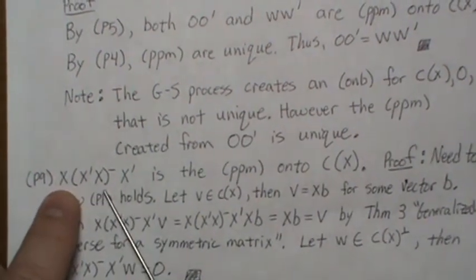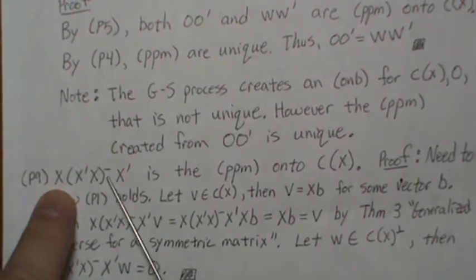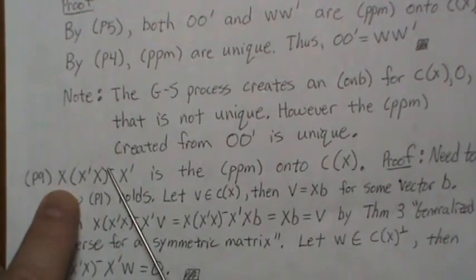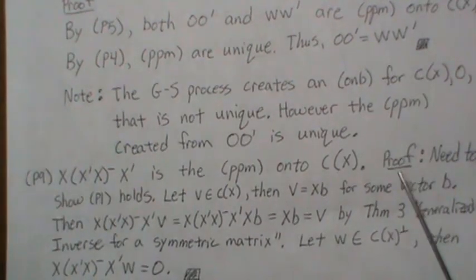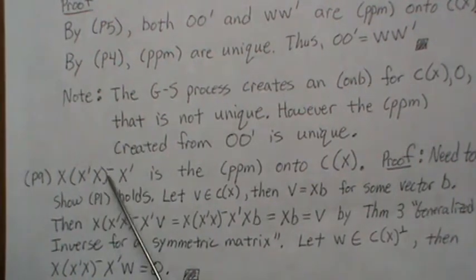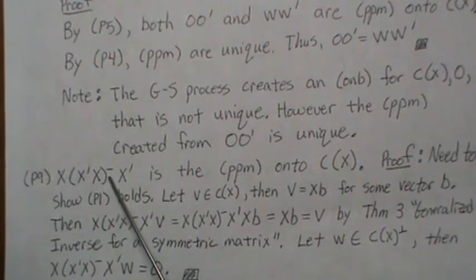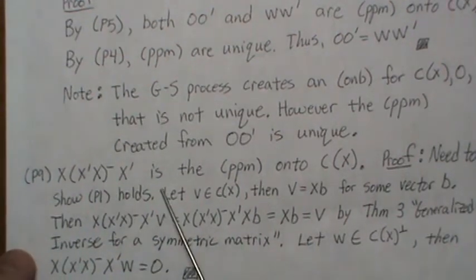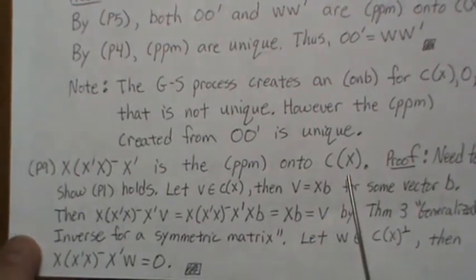X (X transpose X) generalized inverse X transpose. Now this generalized inverse can be replaced with an inverse if the columns of X are full column rank. But if not, then we have to use a generalized inverse. I have a video called Generalized Inverse if you want to watch that. So this is a perpendicular projection matrix on the column space of X.